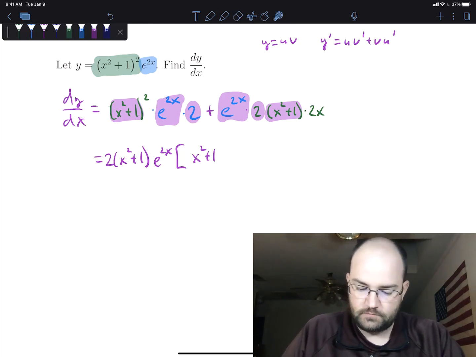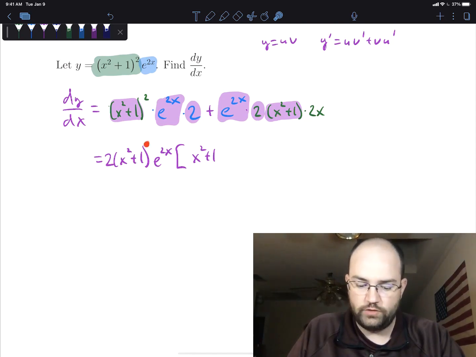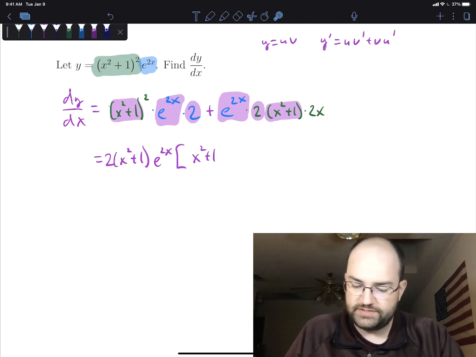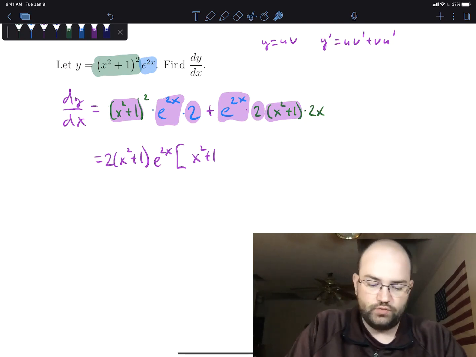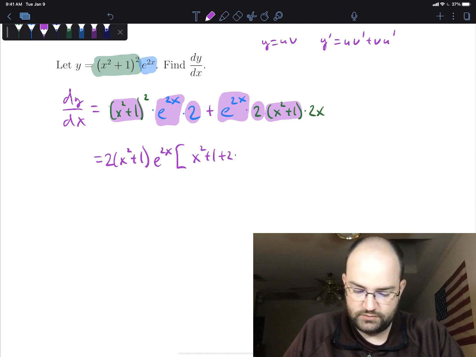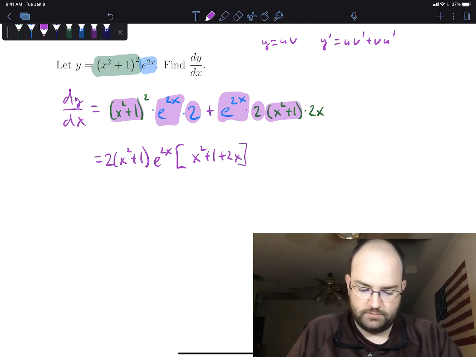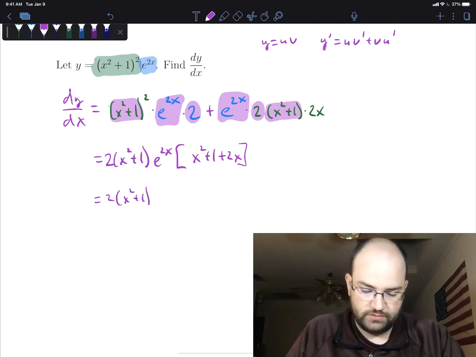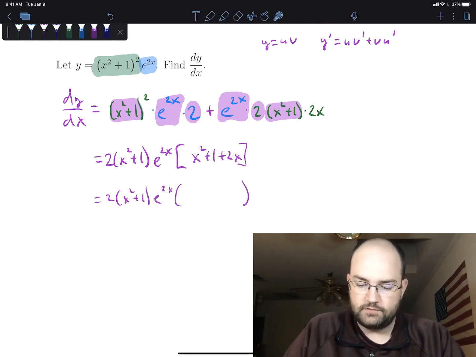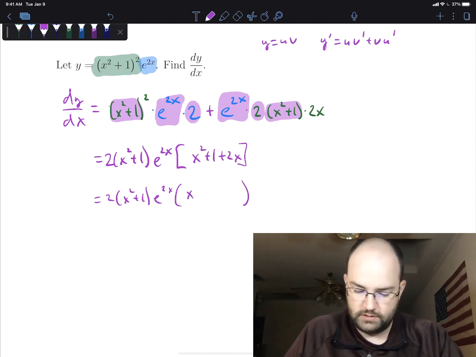Good. Now over here, e to the 2x goes away, this 2 goes away, and this x squared plus 1 goes away, because this entire thing is 1 in there and 1 there. They're all gone. But notice that we still have left over that 2x there. So plus 2x. Good. Now we have 2, and then x squared plus 1, e to the 2x. And then over here, what we have left over, I'm going to put in descending order: x squared plus 2x plus 1.